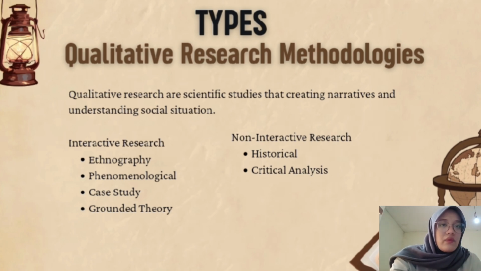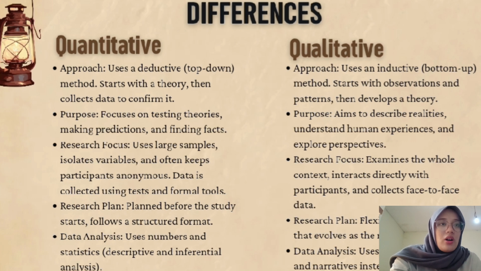And then for the last slide, we're gonna talk about differences of quantitative and qualitative research methodologies. So in here we can see some differences. The first one is the approaches, where quantitative uses a deductive or top-down method. It starts with a theory, then collects data to confirm it, while qualitative uses an inductive or bottom-up method that starts with observations and patterns, then develops a theory.